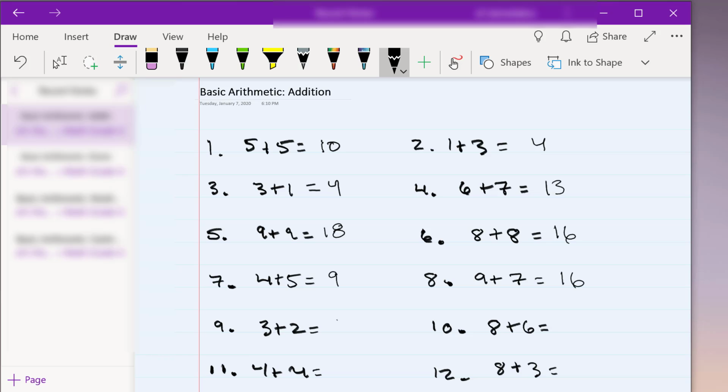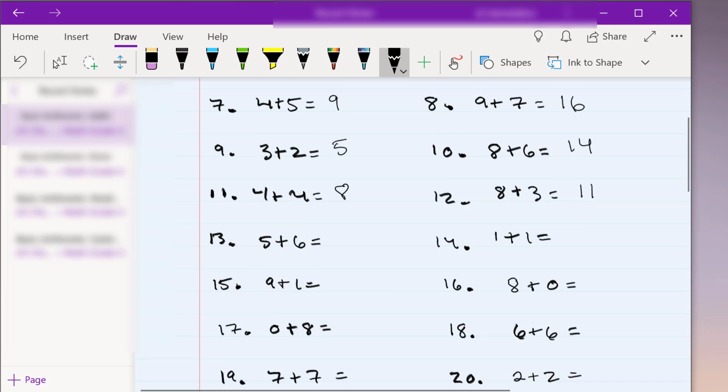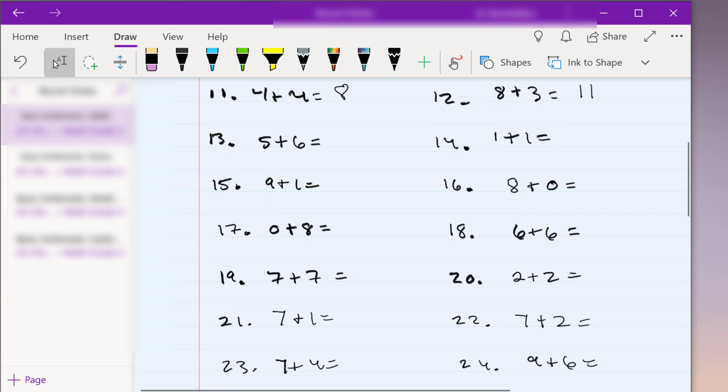3 plus 2 equals 5. 8 plus 6 equals 14. 4 plus 4 equals 8. 8 plus 3 equals 11. 5 plus 6 equals 11. 1 plus 1 equals 2. 9 plus 1 equals 10. 8 plus 0 equals 8.